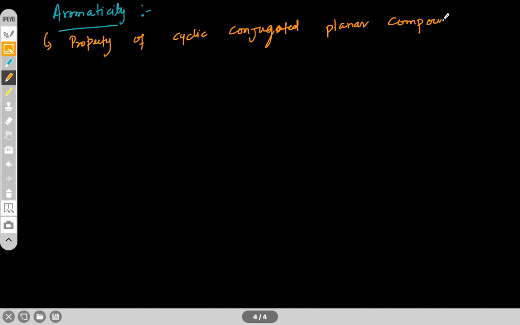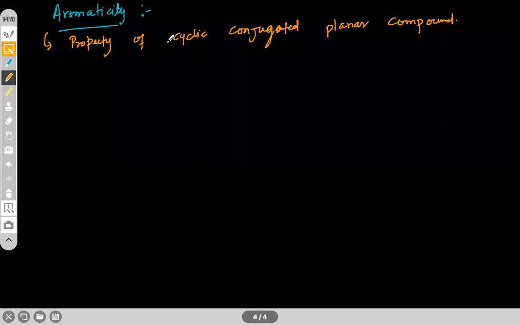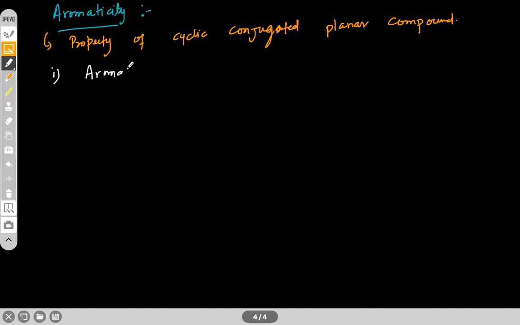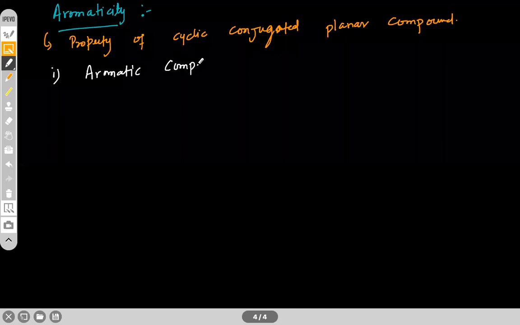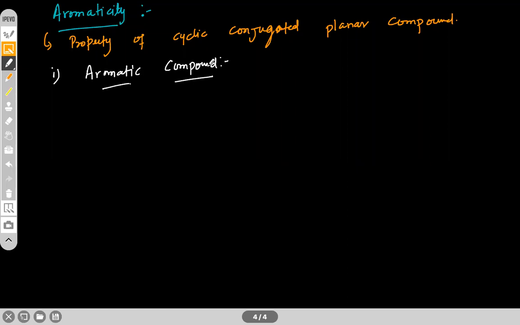Means the compound must be a ring, a cyclic compound, and it must be conjugated. Conjugation, we have discussed what is conjugation and what all compounds are conjugated compounds. Now based on this, we have three different types here. The first one is aromatic compound. You just need to know the conditions, you have to apply these conditions to get the answer.